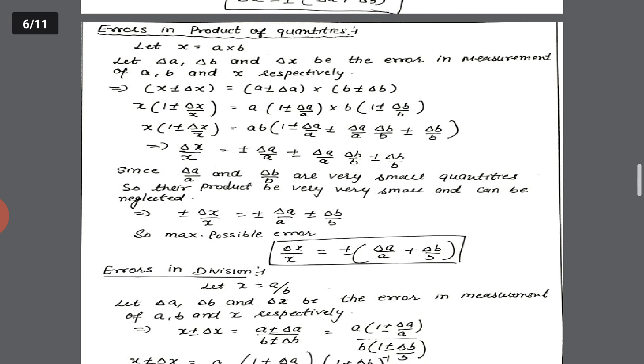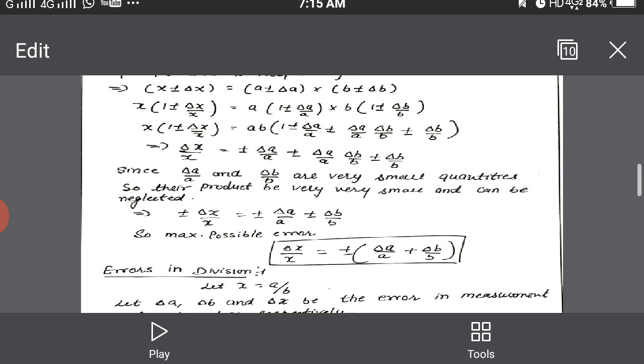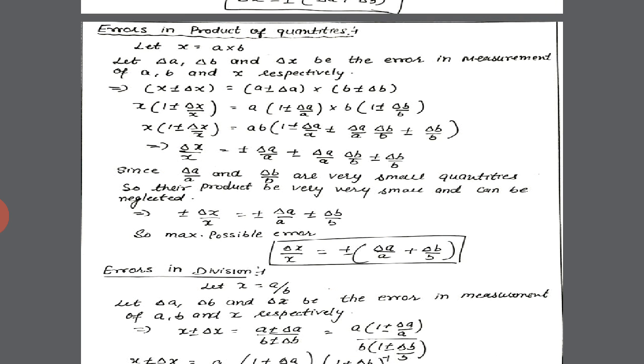Errors in the product of quantities. Let x equal a into b. Delta a, delta b, delta x are the errors in the measurement of a, b and x respectively. Then x plus minus delta x is equal to (a plus minus delta a) into (b plus minus delta b). Okay, you can see x is taken out common on the left hand side, and a and b also on the right hand side.